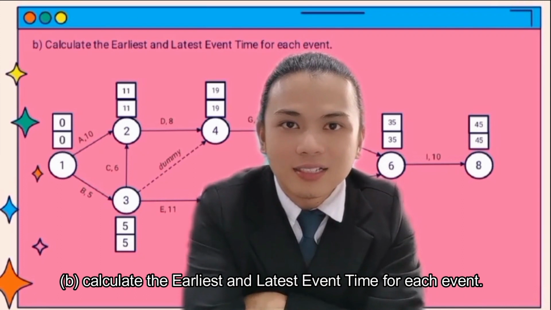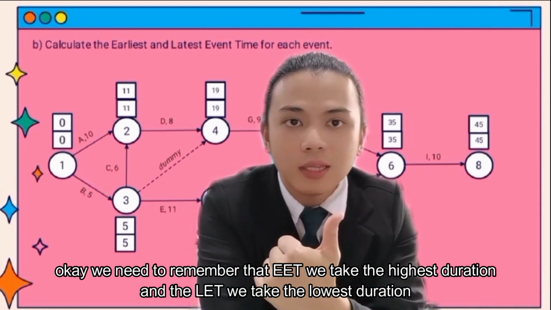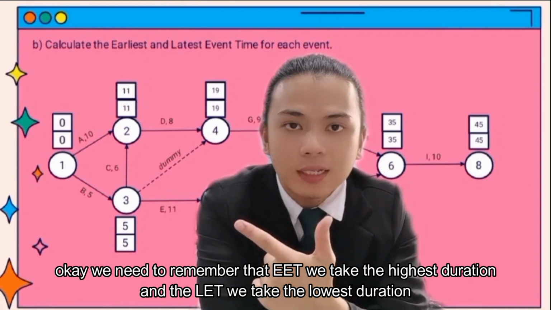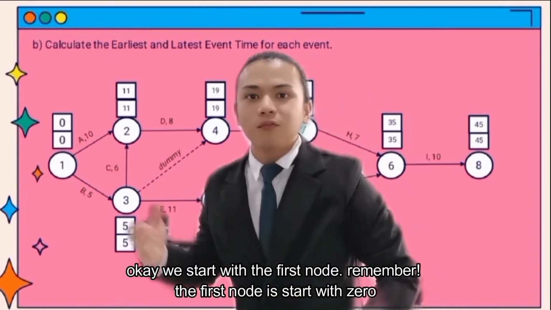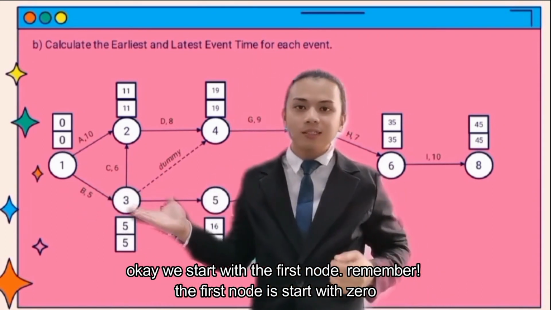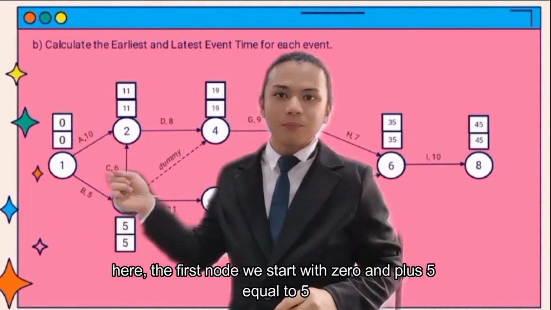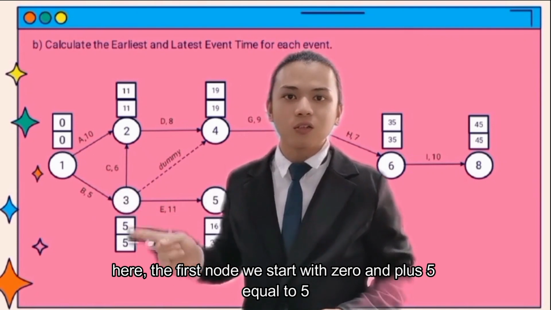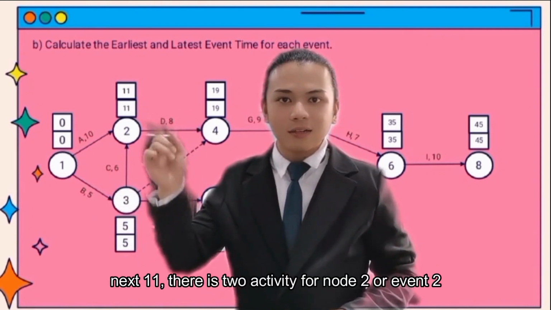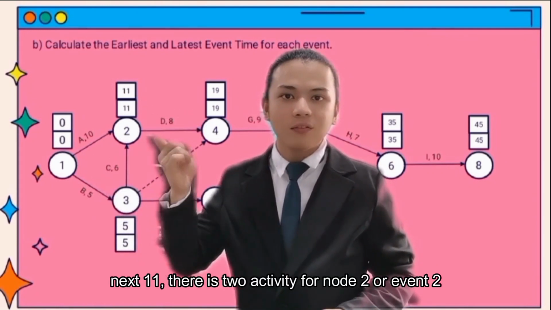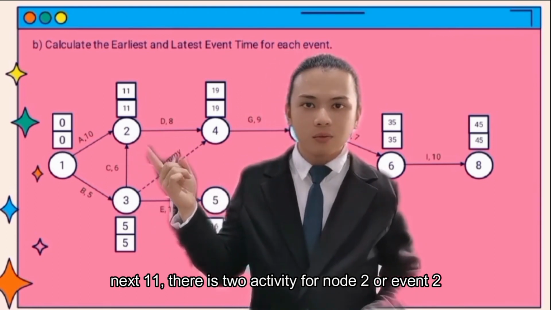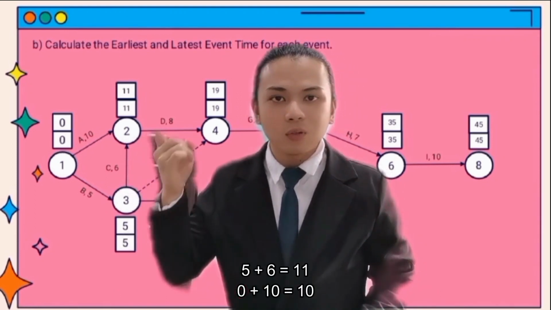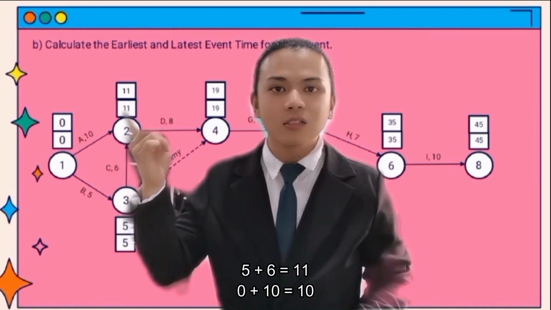B. Calculate the earliest and latest event time for each event. Okay, we need to remember that for EET we take the highest duration, for LET we take the lowest duration. So we start with the first node. Remember, the first node always starts with 0. Okay, here, the first node we start with 0 and we plus 5. 0 plus 5 equals 5. Next, 11. There are 2 activities for event 2. So 5 plus 6 equals 11. 0 plus 10 equals 10.